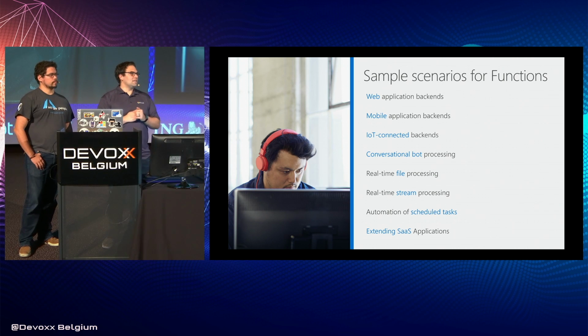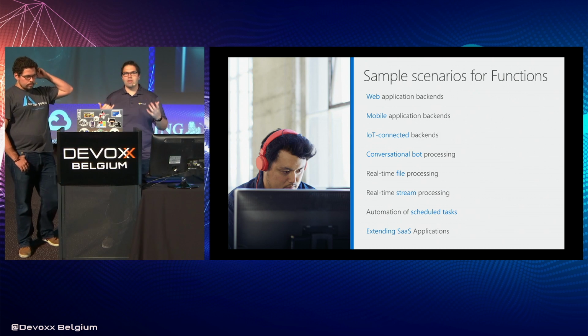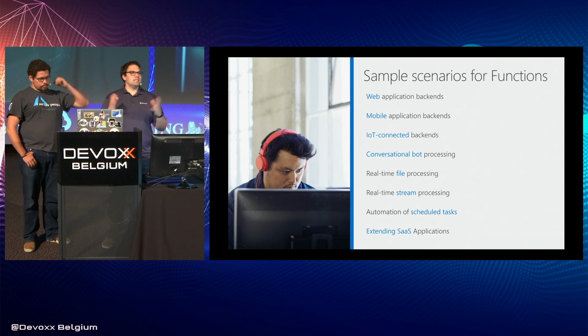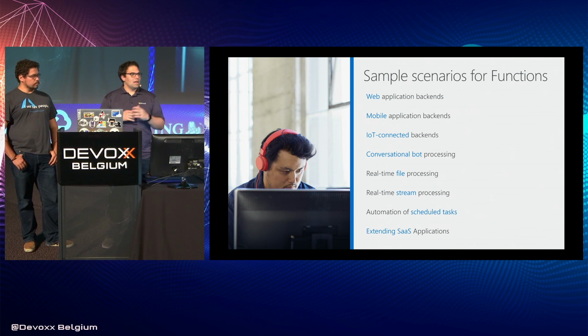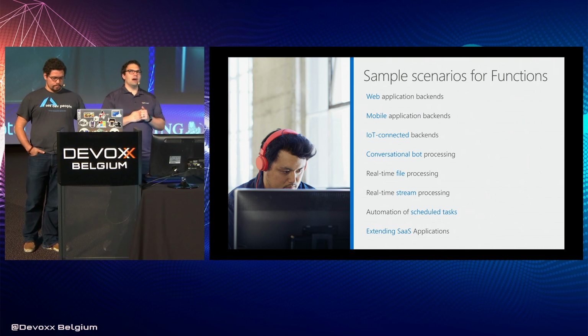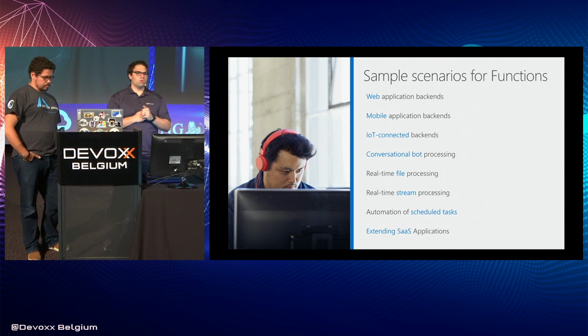Automation of scheduled tasks. Anytime there's a job where it's like, hey, Bruno, it's Friday at 3 o'clock, can you run that cool script you have that cleans the database or whatever else it might be? Instead of us always having to call Bruno, Bruno can just publish that job to the cloud as a function and have that run on demand. And extending SaaS applications. I'll show this in a second. I'll actually extend Twitter and run some processing on top of Twitter as we go.